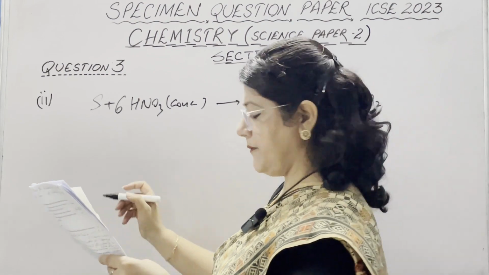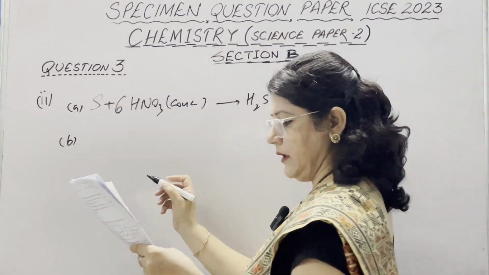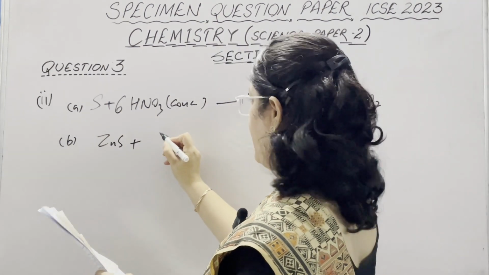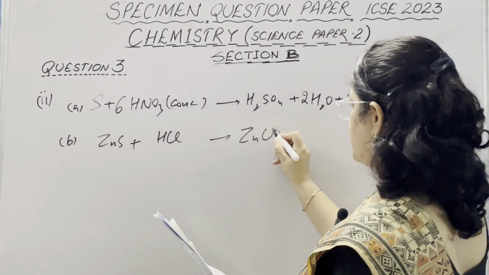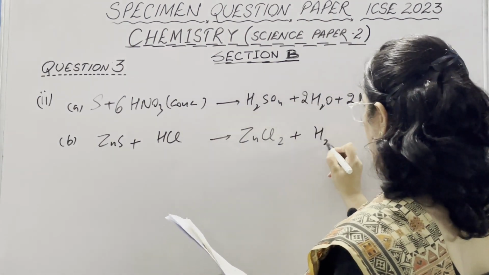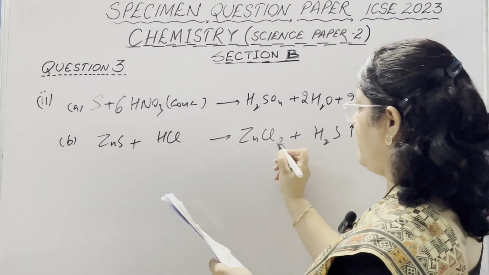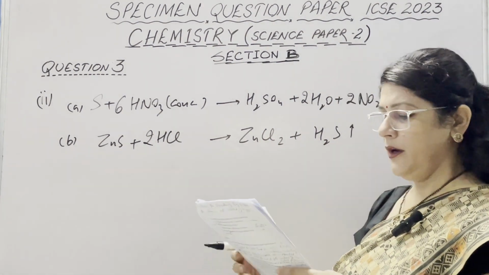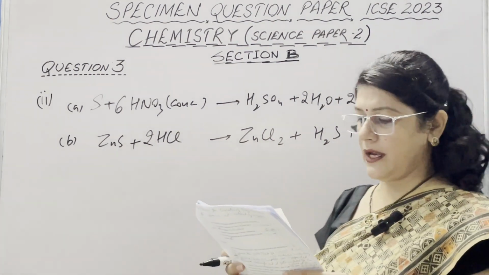In B part, zinc sulfide and HCl are given as reactants. So we know zinc chloride is formed along with hydrogen sulfide gas. For balancing, we need to add 2 here, as there are 2 chlorine and hydrogen atoms. So zinc sulfide and 2HCl gives ZnCl2 plus H2S, hydrogen sulfide.